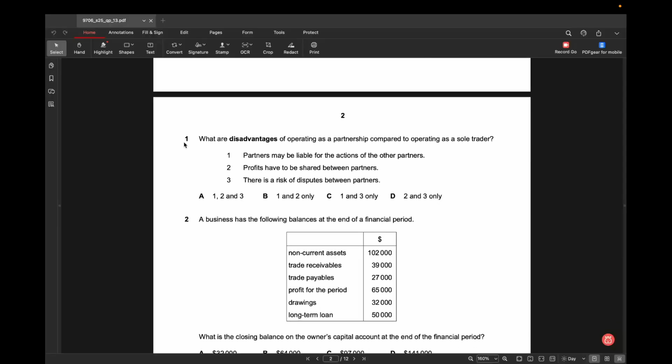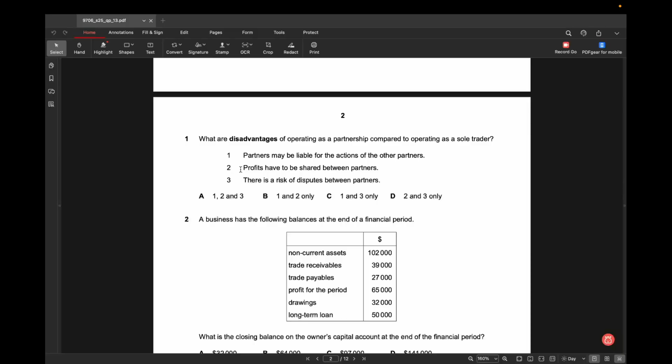Question number 1. What are disadvantages of operating as a partnership compared to operating as a sole trader? Number 1. Partners may be liable for the actions of another partner. This is the disadvantage because we have multiple partners managing the business. So if one partner takes an incorrect decision, then all the partners have to suffer or bear the loss.